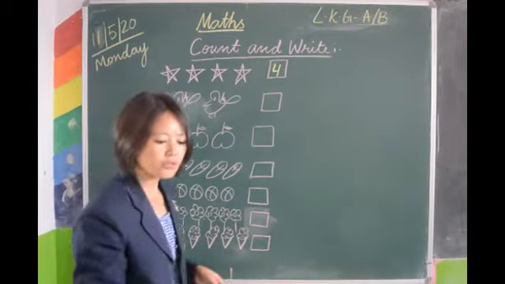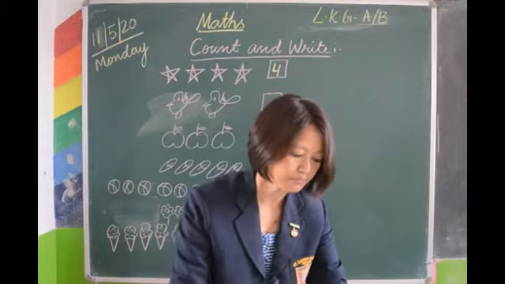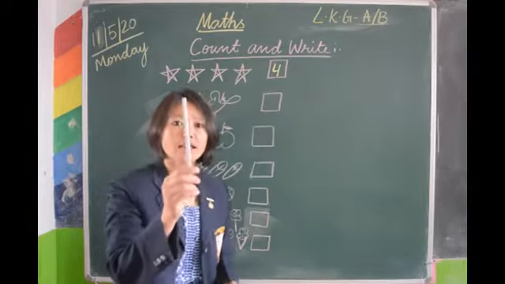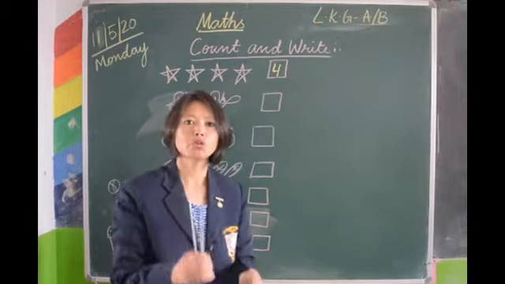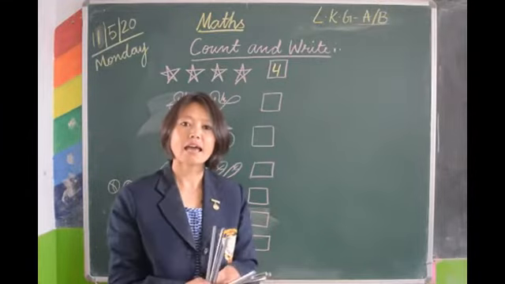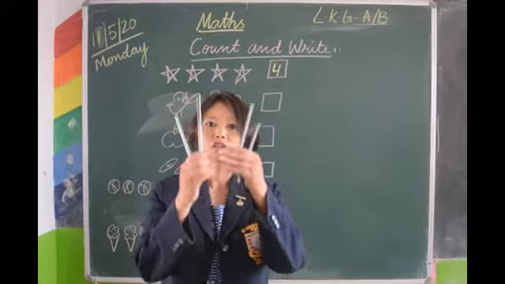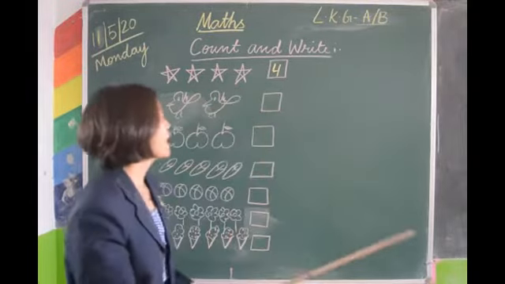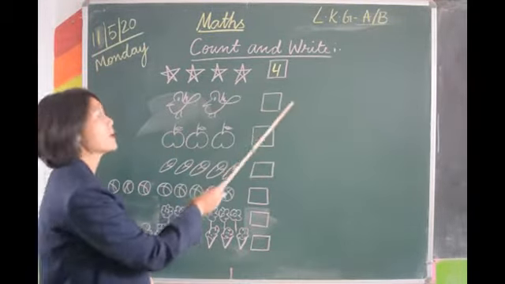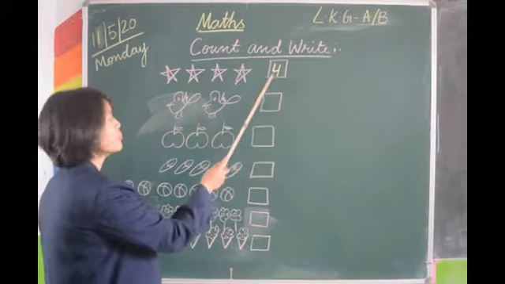So let's count with the pencils once again. 1, 2, 3 and 4. How many pencils are here? Total it's 4 pencils. So here we have 4 stars. We need to write 4 inside the box.